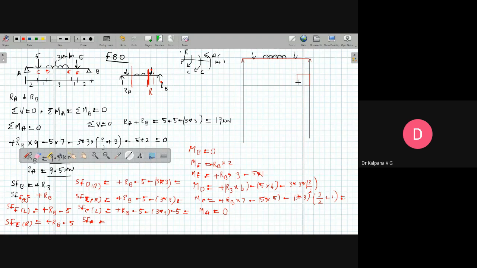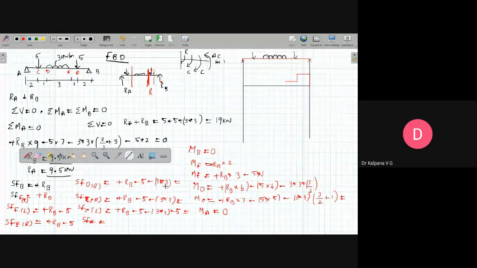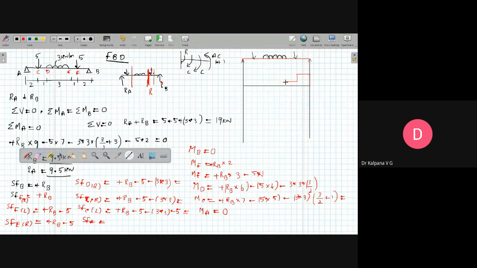And then again, shear force at E to the right, between E and F there is no loading. So the same thing will be constant up to this point, after which there is a UDL. So shear force at E to the right is 4.5, and shear force at E to the left, or shear force at D to the right. So what is the value? 4.5 minus 9, it is again minus 4.5. Am I right?